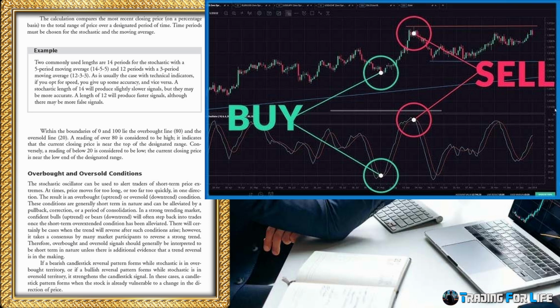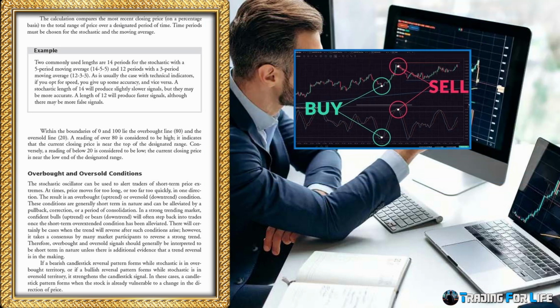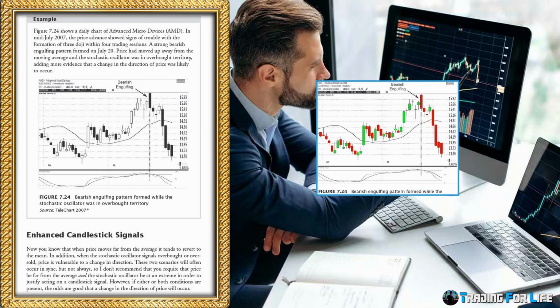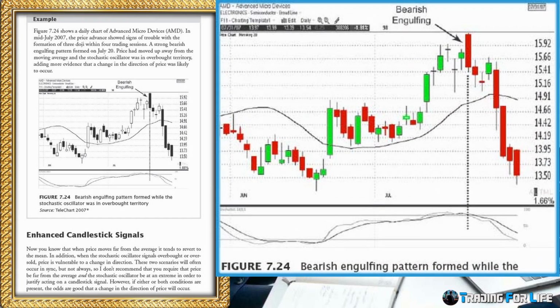If a bearish candlestick reversal pattern forms while stochastic is in overbought territory, or if a bullish reversal pattern forms while stochastic is in oversold territory, it strengthens the candlestick signal. In these cases, a candlestick pattern forms when the stock is already vulnerable to a change in the direction of price. Example: Figure 7.24 shows a daily chart of Advanced Micro Devices (AMD).